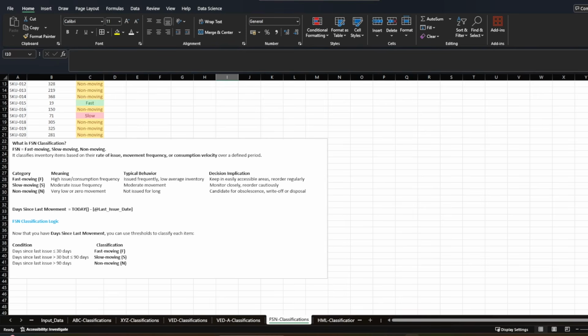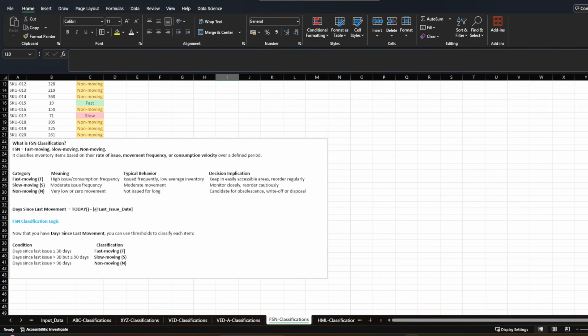The other category is slow moving, in which we have moderate issue frequency and moderate movement, and we have to monitor closely whether I need to reorder it or not. It can be a seasonal order, or something not in high demand but an ancillary product which is used in terms of repair and so on.